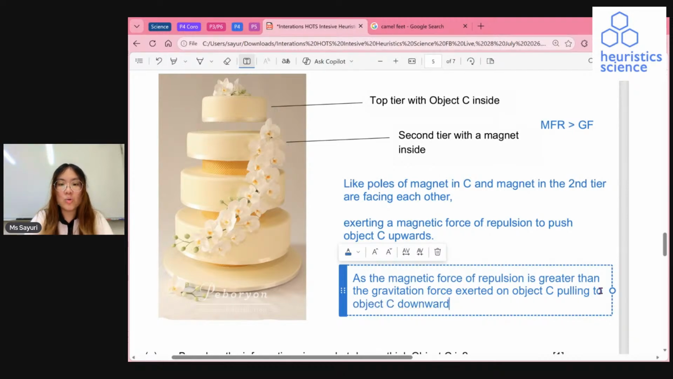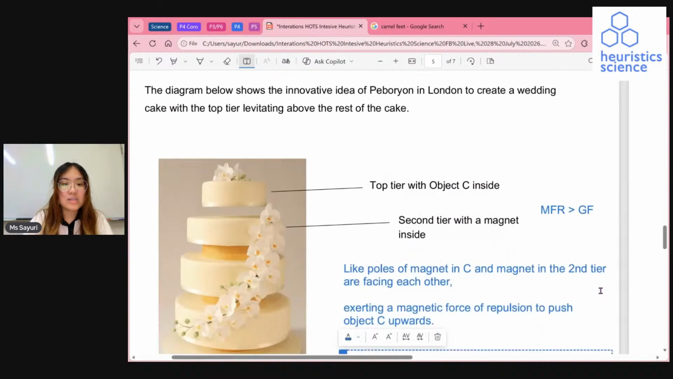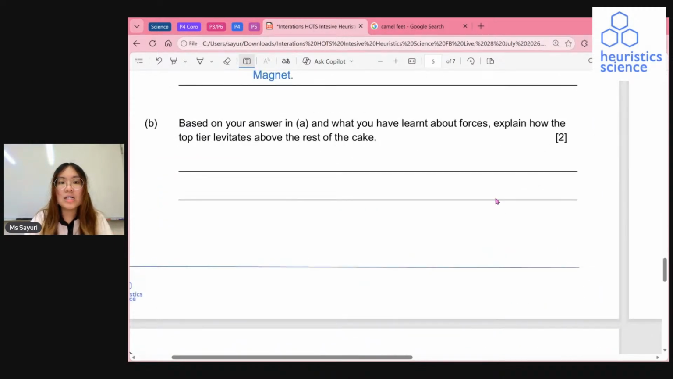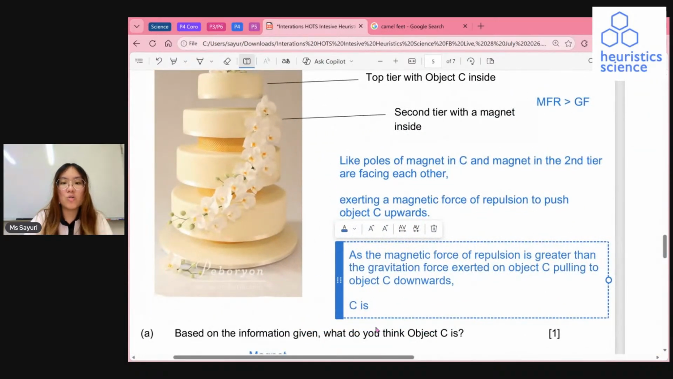Okay, so what happens in the end? You go back to the end result. The end result says top tier levitate above the cake, then you just follow. Okay, so top tier. Actually, over here, maybe you can write top tier instead. Hold on, let me think. Yeah, let's just do top tier.